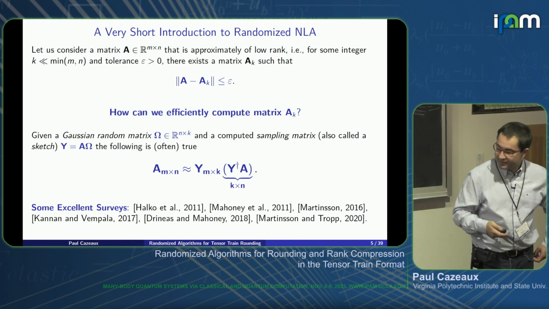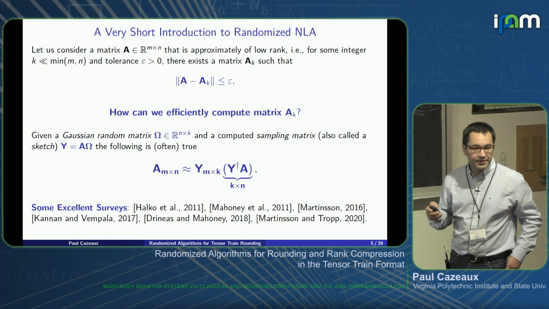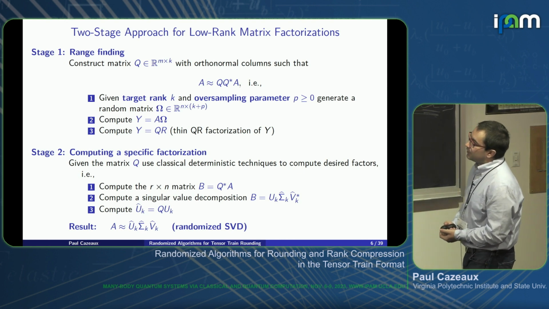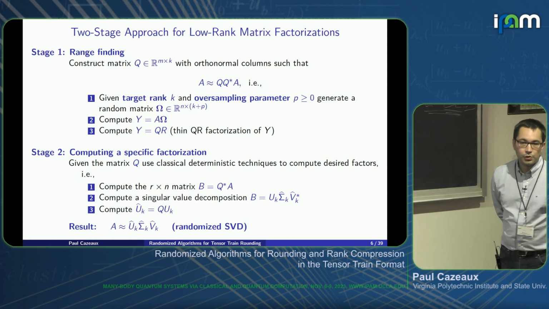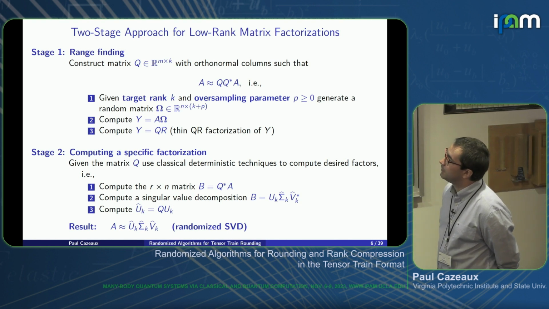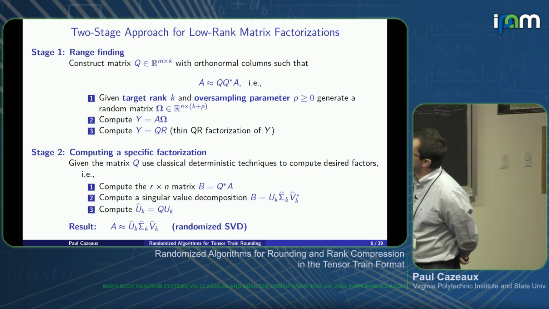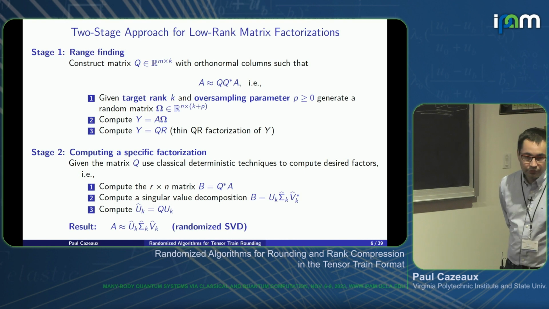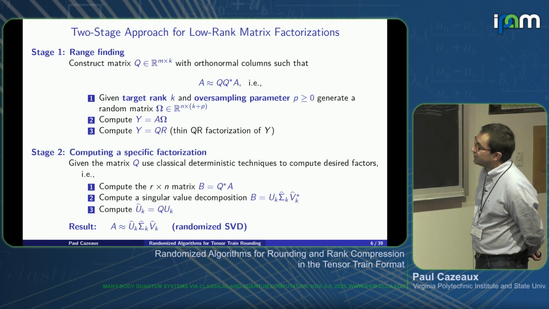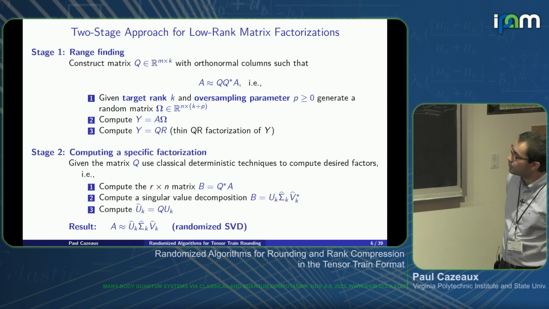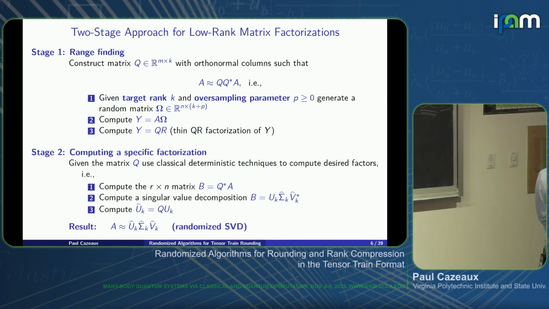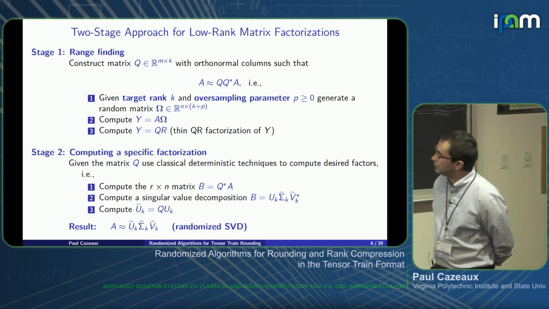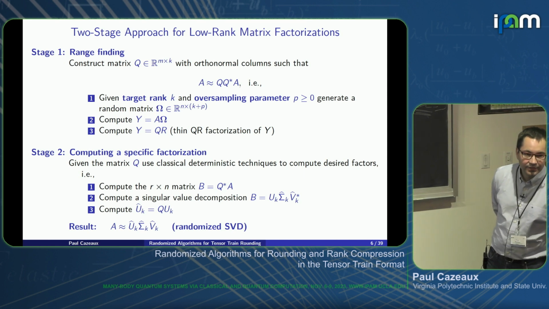So there are a lot of excellent surveys on this topic. I list them here. I'm not going to spend too much time on this. There's a two-stage approach, let's say, to this low-rank matrix factorization using randomization. Typically the first part is to find the range. So we want to find an orthogonal basis of the range of the matrix, of the columns. So let's say I have an idea of the target rank. This is a little bit dubious sometimes. We have to have a good idea of the low rank that we want to achieve. And if we underestimate it, we might be in trouble.